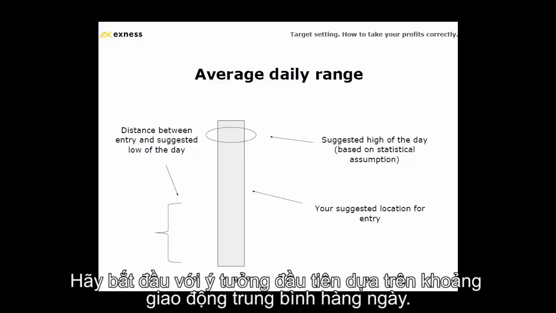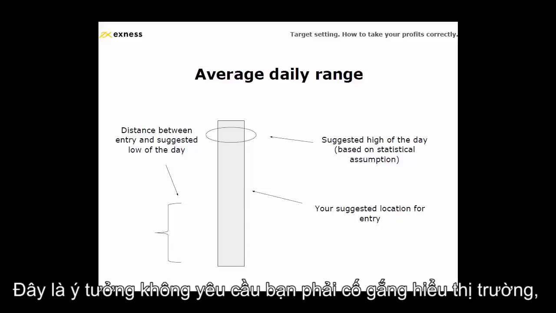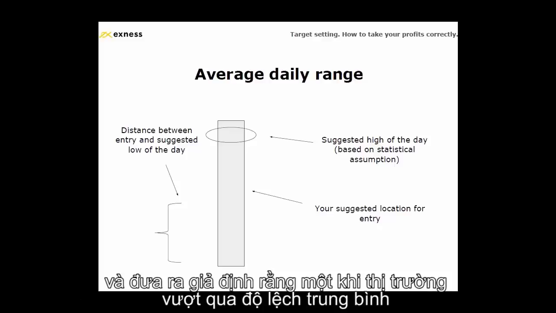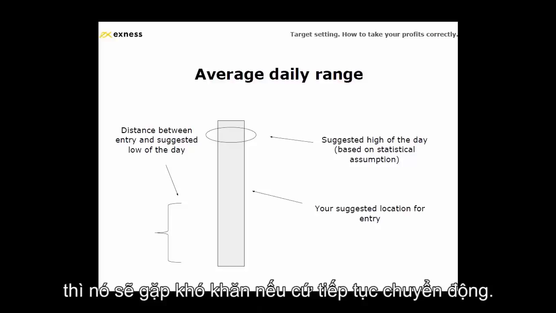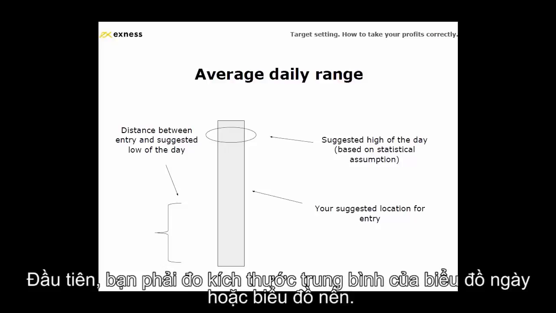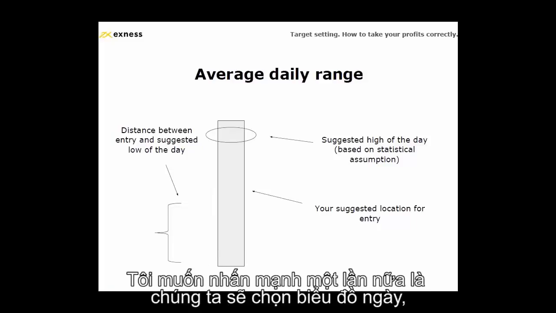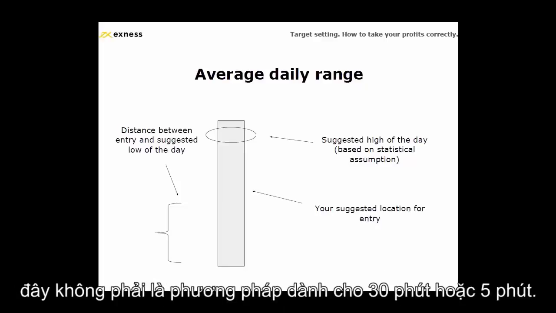And let's start with the first idea, which is based on average daily range. The idea behind this method is that you don't try to understand the market. You just measure the average statistical deviation of the price and assume that the market will experience difficulties in sustaining the move once it overcomes the average deviation. First, you have to measure the average size of the daily bar or candlestick. I want to stress one more time that we take daily bars. It is not a method for 30-minute or 5-minute bars.